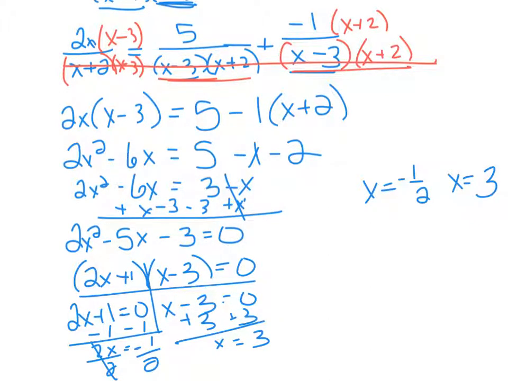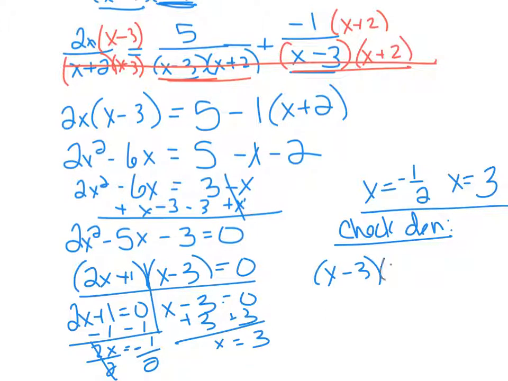All right, so my answers I got were x is equal to -1/2 and x is equal to 3. My work is here if you want to check it out. So the last thing that I have to do is check for the denominator here. So the denominator was x minus 3, x plus 2. And I want to plug in each one of these. Now I'm looking at this one and this one, and I'm saying, oh yeah, that's not going to work.